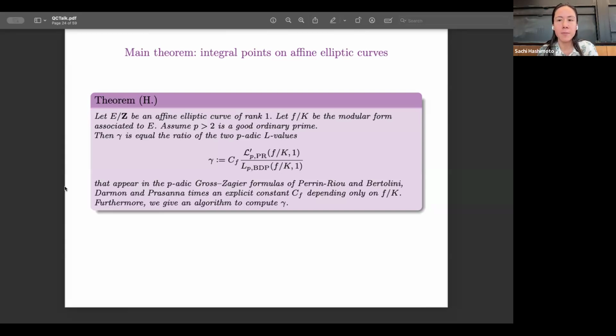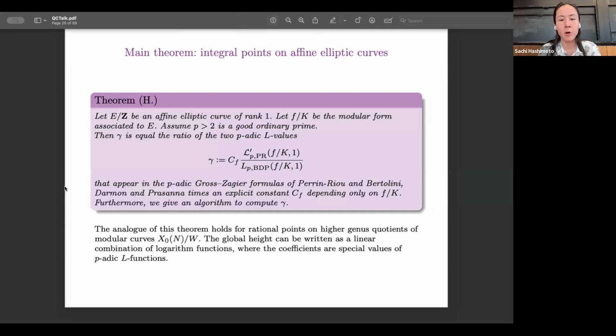And of course, this theorem is not just a theoretical formula for gamma, but more importantly, and perhaps actually the difficulty in writing down something like this, is the fact that I can give an algorithm to compute the numerator and the denominator of this, and therefore an algorithm to compute gamma explicitly. And the analog of this theorem holds for rational points on higher genus quotients of modular curves in the appropriate sense of analog.